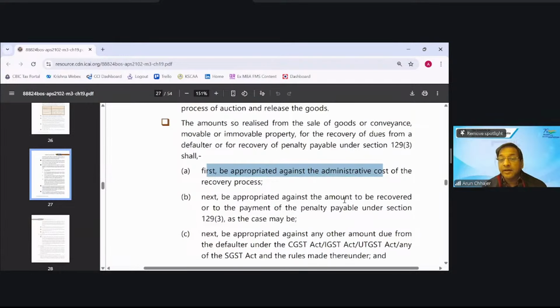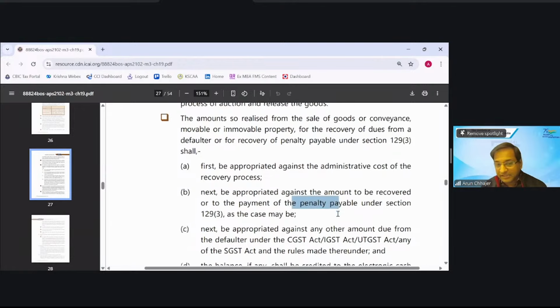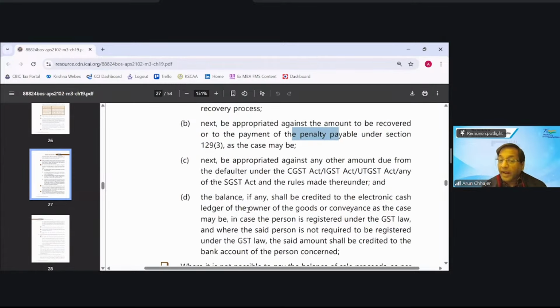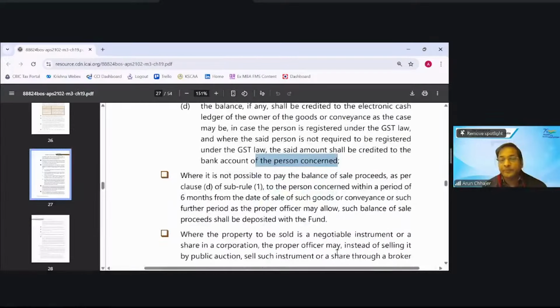Next, appropriated against the amount to be recovered or the payment of the penalty payable. ठीक है. Next, appropriated against any other amount due from the defaulter under CGST, SGST, IGST जो भी है. And अगर कोई बैलेंस बचता है तो it will be credited to the cash ledger of the owner of the goods or the conveyance as the case may be, in case the person is registered in the GST. एंड अगर पर्सन रजिस्टर्ड नहीं है तो क्या होगा? ये उसके बैंक अकाउंट में क्रेडिट कर दिया जाएगा.